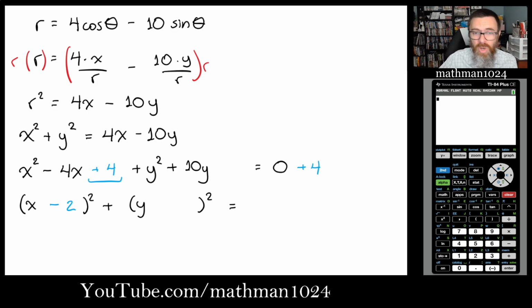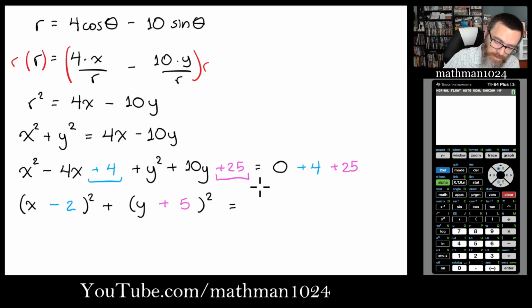Similarly, when I look at the y, to figure out the factorization, I do half of 10, so that's 5, and 5 squared is 25, and that's the number that completes the square for that. And again, you have to add that to the other side, otherwise you have broken the equality that we had established from the very beginning. 0 plus 4 plus 25 is 29.